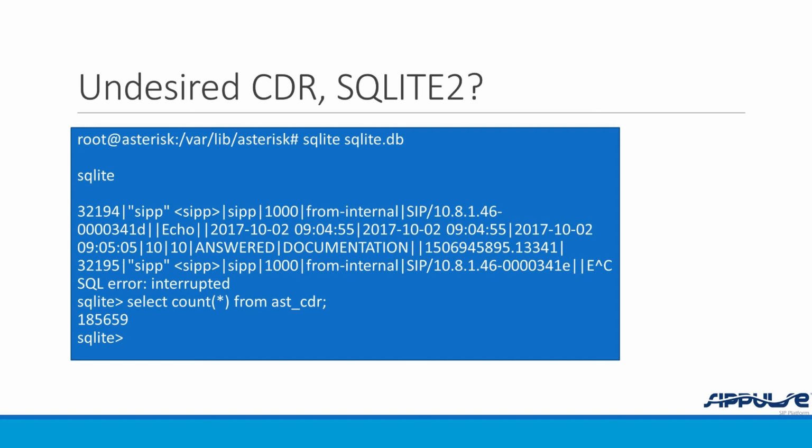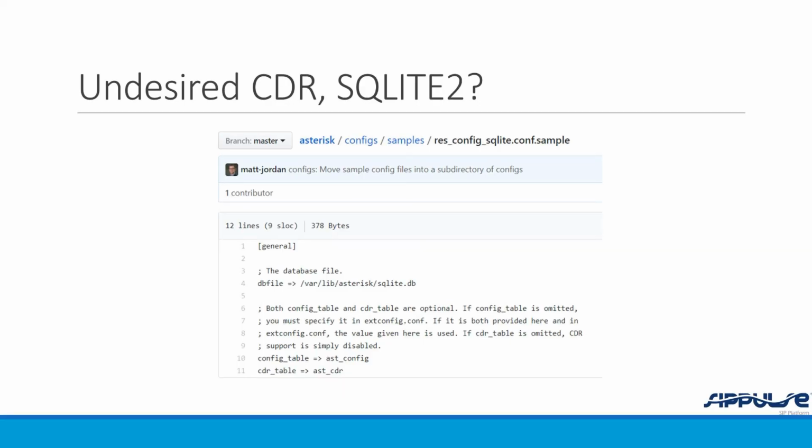And then I downloaded the client for SQLite, ran SQLite on the file, and there was a CDR there. I said, how can I have a CDR without having a CDR module? And then, Googling a bit, I discovered that we have Asterisk real-time. Asterisk real-time should be only about configuration, right?